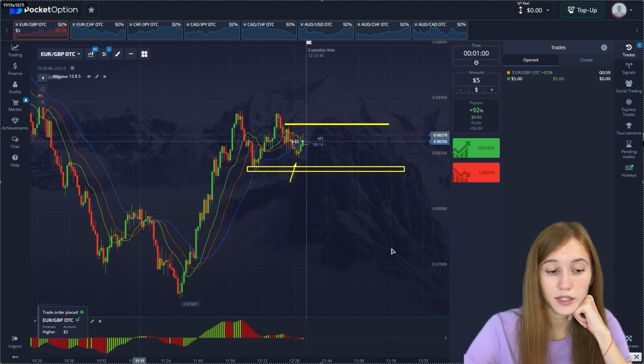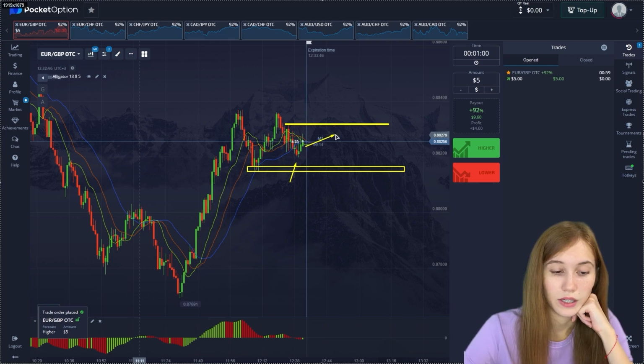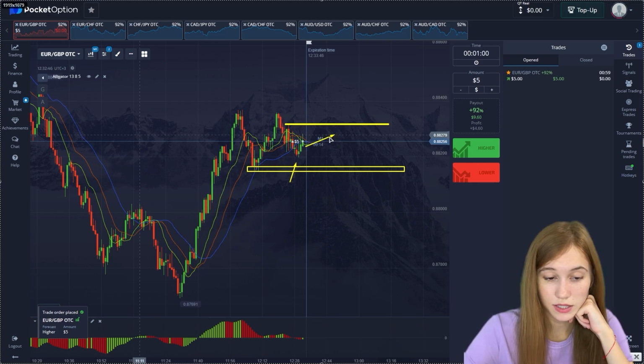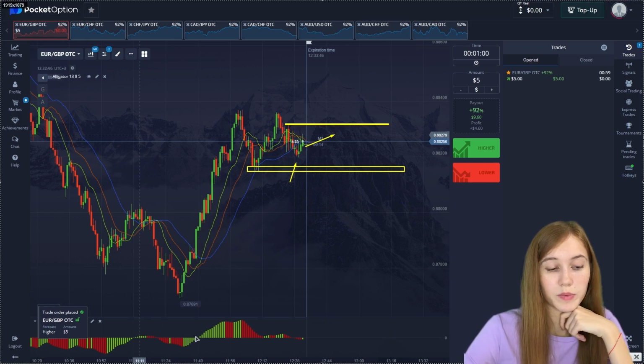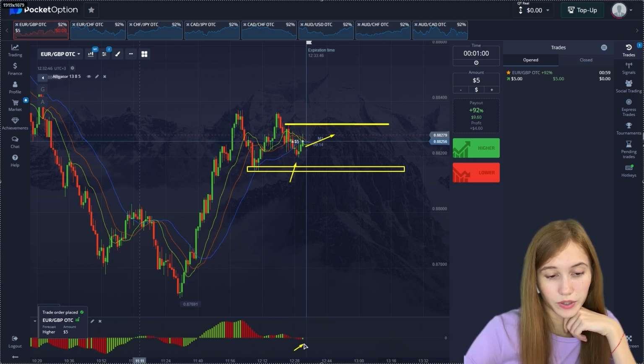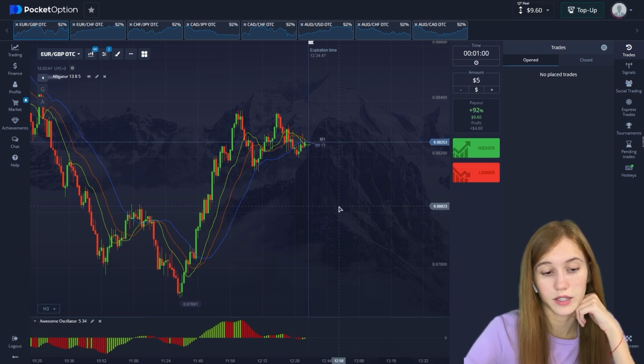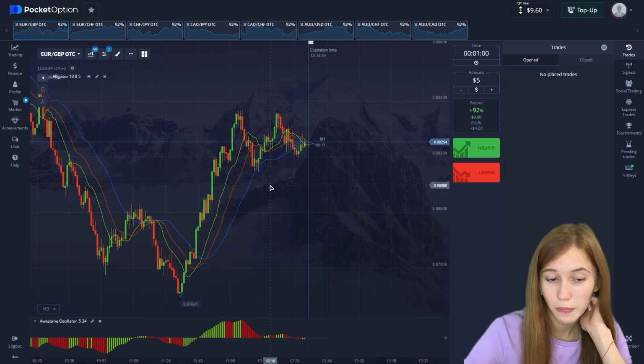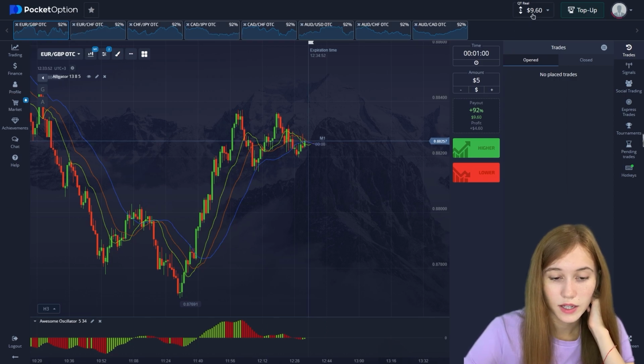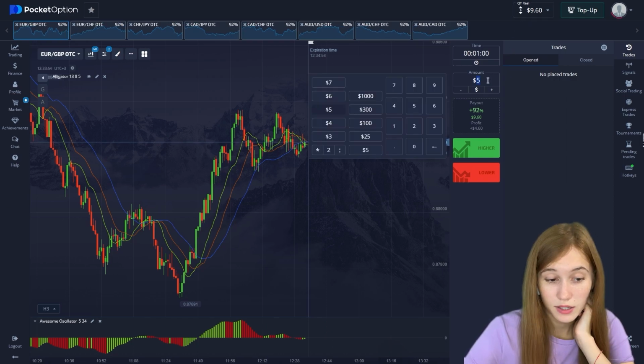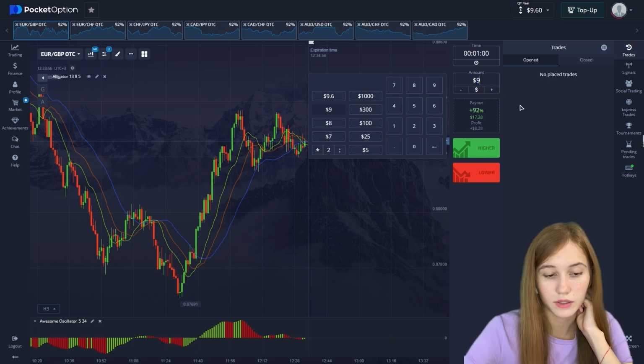According to the Alligator, blue predominates. Nevertheless, the blue line is in the upper position. Accordingly, the trend is upward. We have a similar situation with the oscillator, and the last bar is green. This indicates an uptrend. We are still in plus. I explained it for too long, but the balance is already $9.